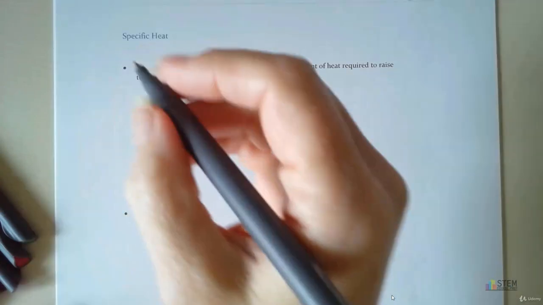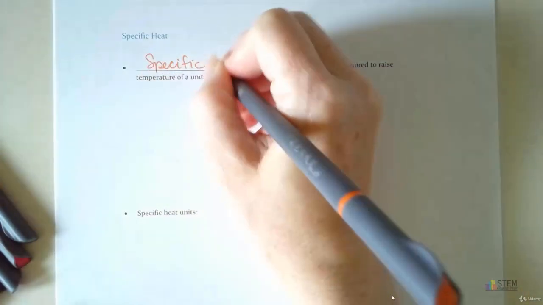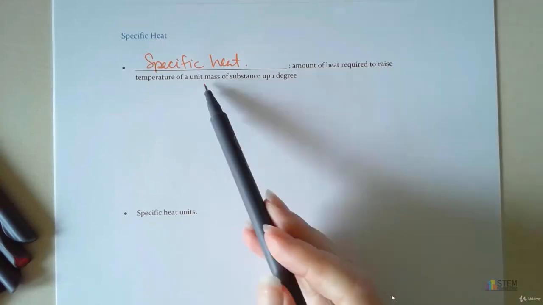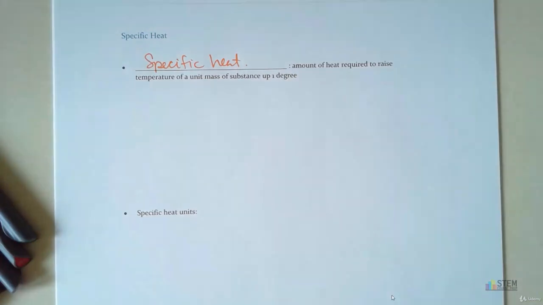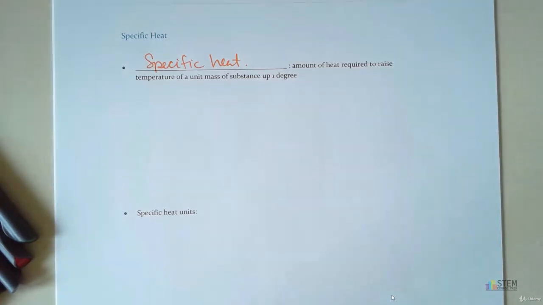Specific heat is the amount of heat that is required to raise the temperature of a unit mass of a substance up 1 degree. Since specific heat refers to a unit mass of a substance, it's going to change depending on your substance. You have your substance, you want to raise that temperature up by 1 degree. How much heat do we need to make that happen? That's the information specific heat gives us.